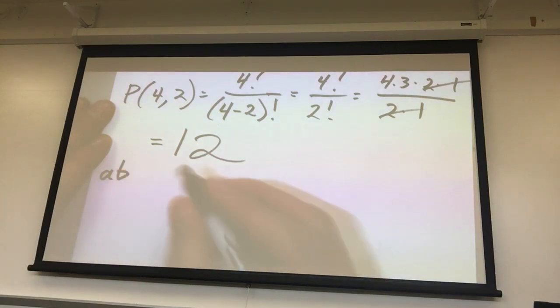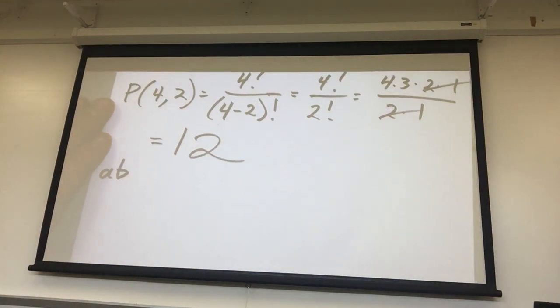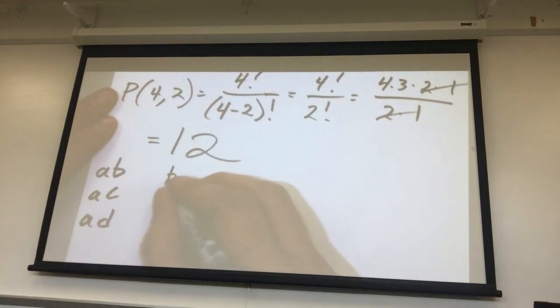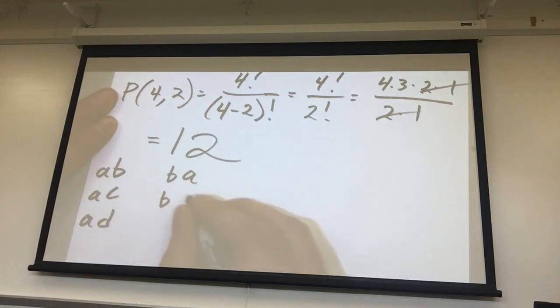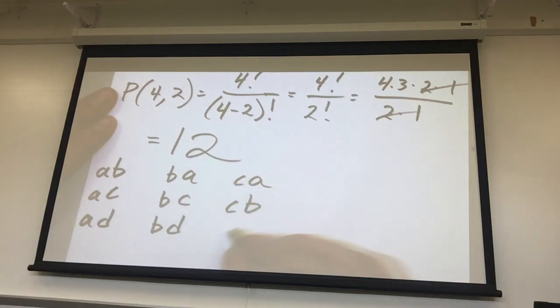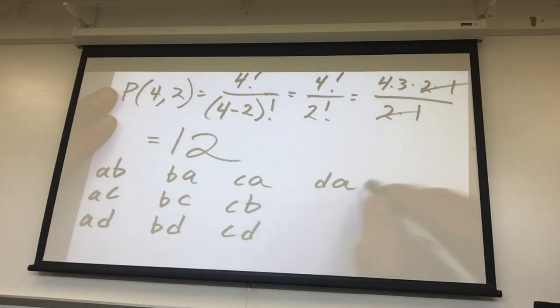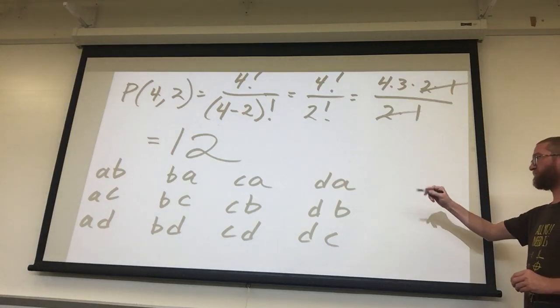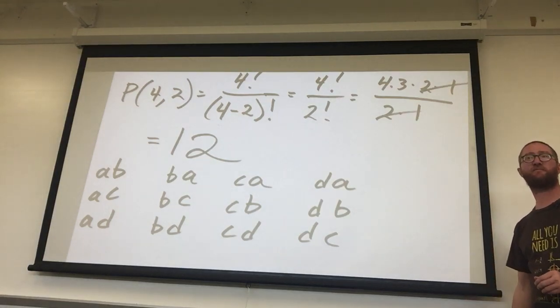A and B could be together. That's one permutation. A could match with C, A could match with D, B could match with A, B could match with C, B could match with D, C could match with A, C could match with B, C could match with D, D could match with A, D could match with B, and D could match with C. And so that's 1, 2, 3, 4, 5, 6, 7, 8, 9, 10, 11, 12.